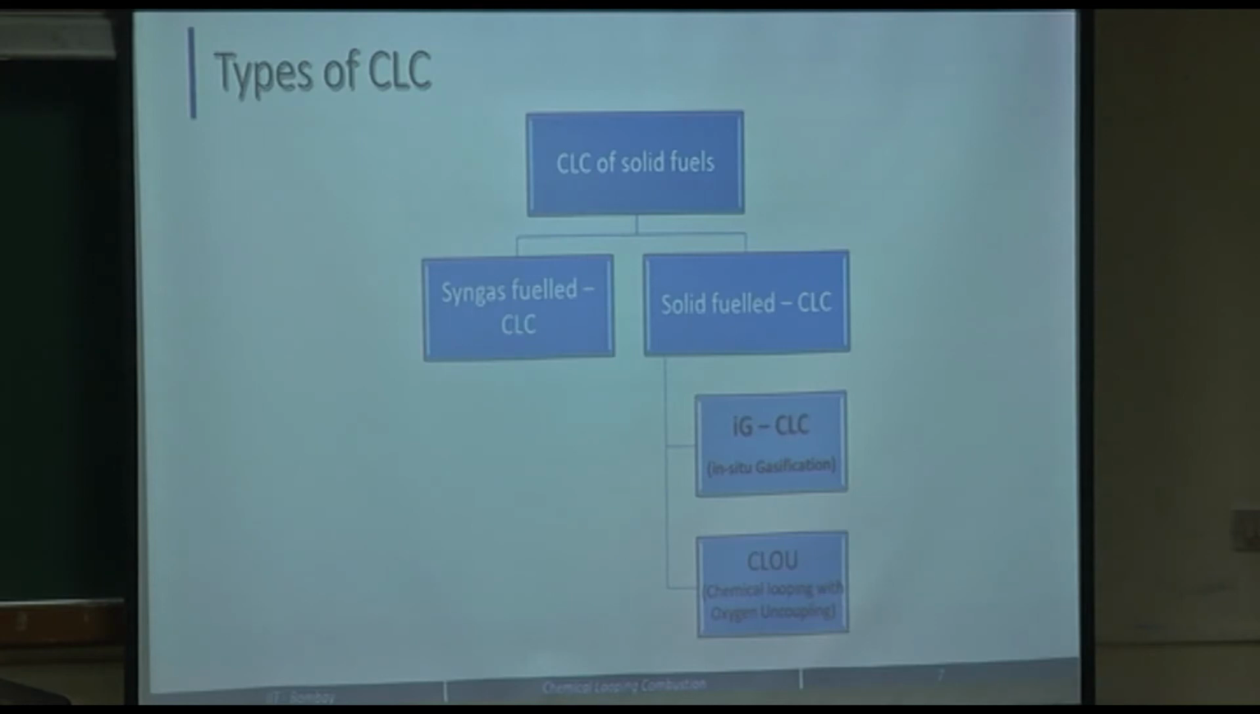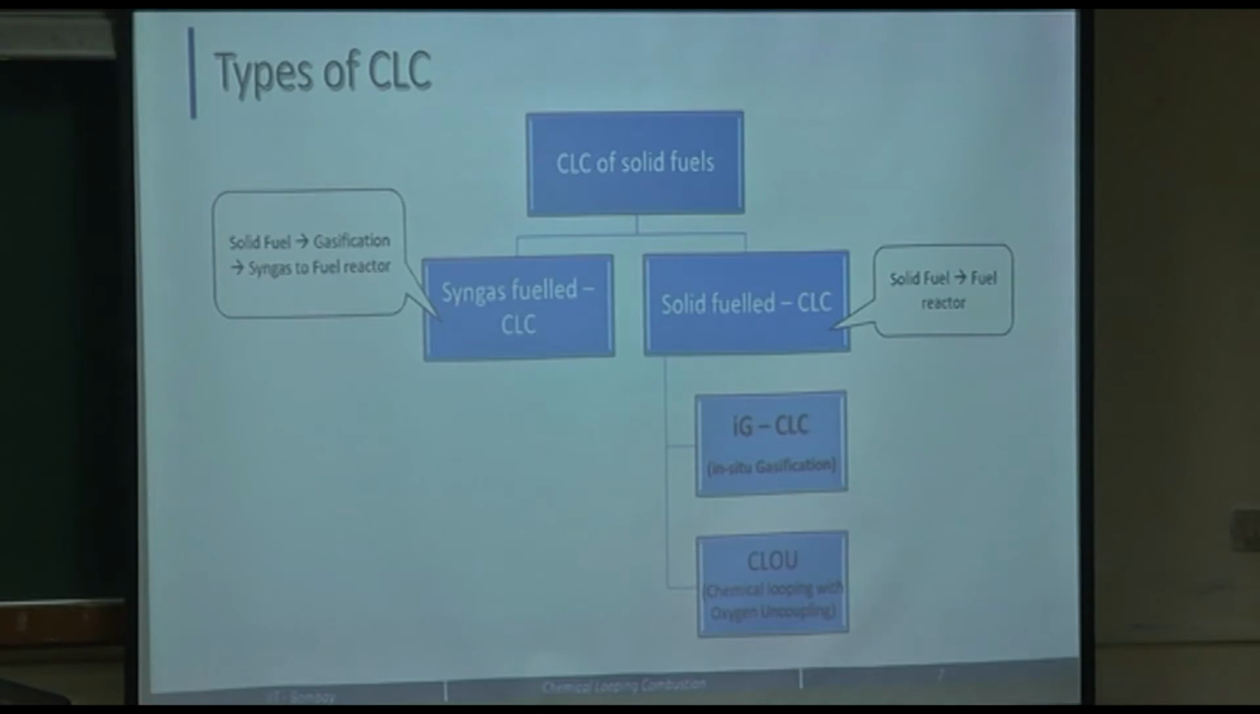So as far as chemical looping combustion of solid fuels is concerned, there could be broadly two types. One is syngas fueled CLC and the other could be solid fueled CLC. Syngas fueled CLC is where the solid fuel is gasified first in a separate reactor, in a separate gasifier, and then the syngas is fed to the fuel reactor. Whereas in solid fueled CLC, the solid fuel is directly fed to the fuel reactor. As per the type of feeding and the oxygen carriers used, there are two variants. One is in situ gasification. Here the gasification is done in situ in the reactor itself. So the term is in situ gasification chemical looping combustion.